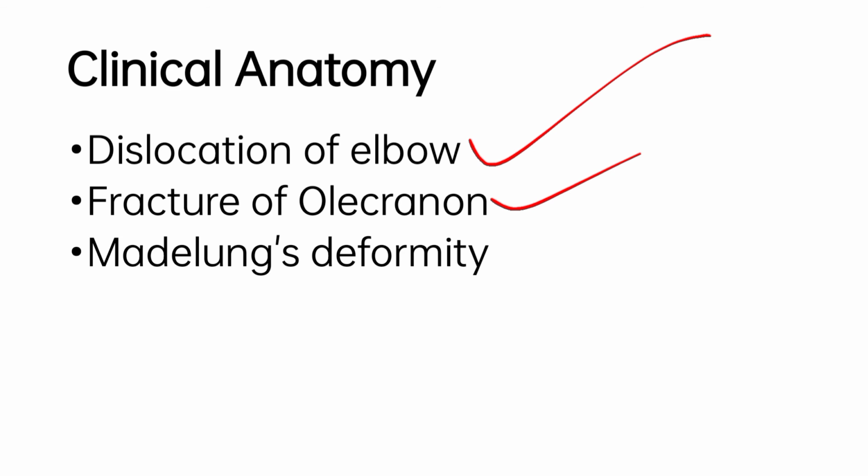What is Madelung's deformity? Madelung's deformity is a dorsal subluxation, which means displacement of the lower end of the ulna. The lower end of the ulna gets displaced dorsally due to retarded growth of the lower end of the radius.